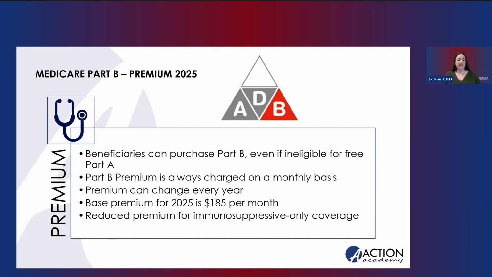We talked about FICA taxes before for Part A. That is not a thing for Part B. So no need to get worried about any of that. The immunosuppressive only coverage amount in 2025 is $110.40. If your client is interested in that, we'll talk a little bit more about what that means in a moment.